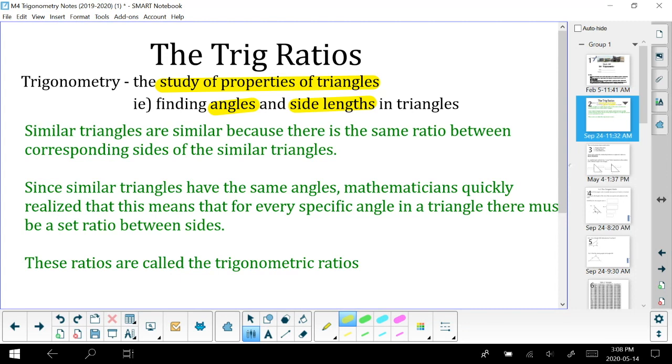Now, you may or may not remember much about similar triangles, but we call them similar triangles because they have the same ratio between corresponding sides of those triangles. Since those similar triangles will have the same angles, mathematicians back then quickly found out that for every specific angle in a triangle, there has to be a set ratio between those two sides. Now, again, that doesn't really mean a lot until I start to talk about some pictures, but in the meantime, we're just going to call those particular ratios our trigonometric ratios, or just our trig ratios for short.